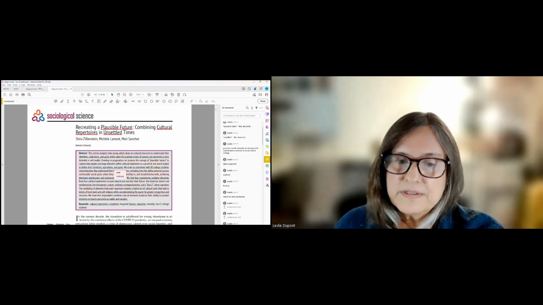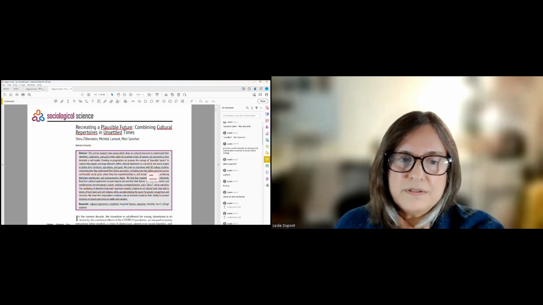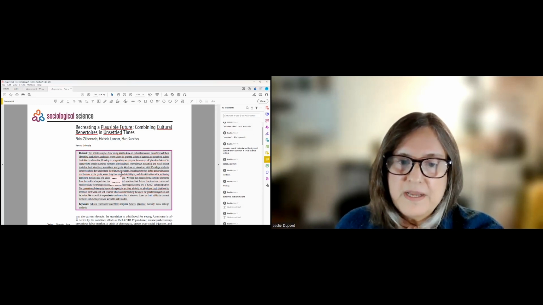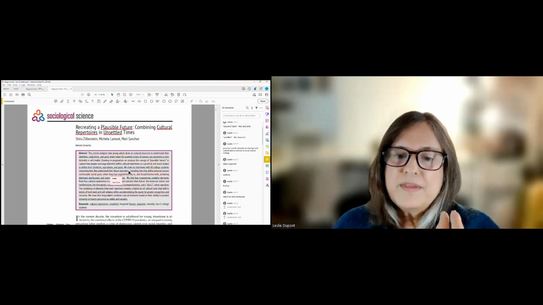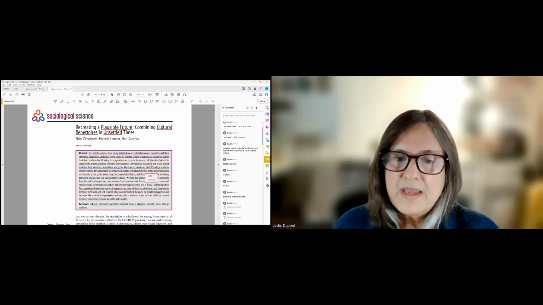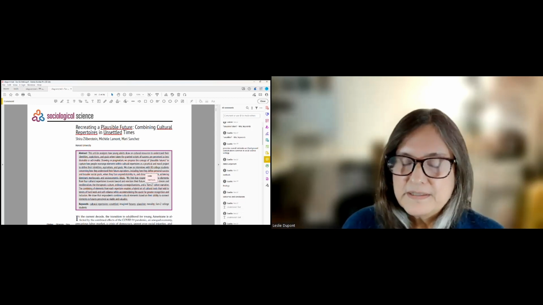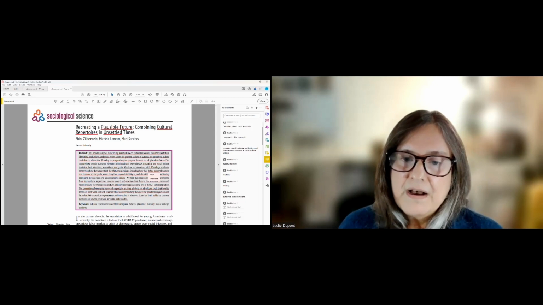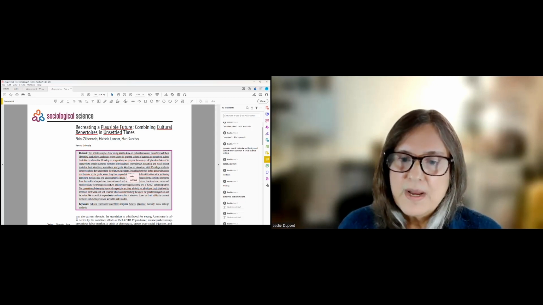Then we get into what appear to be methods. We draw on interviews with 80 college students concerning how they understand their future aspirations. They take us through what they talked about and who they interviewed and what they discussed during those interviews, and how they collected their information. That's all methods. So I identified that as methods.